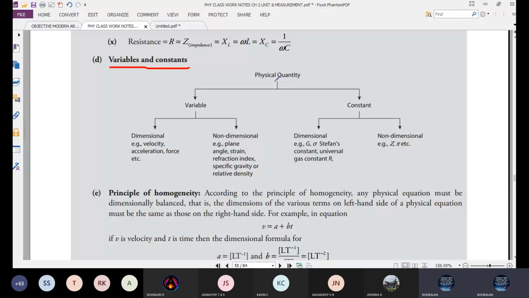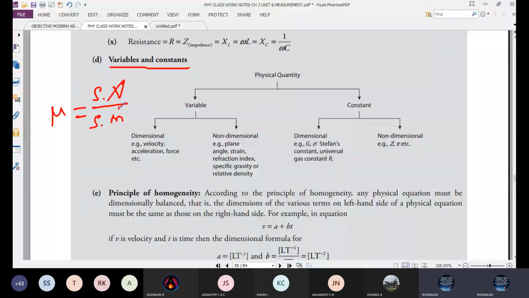But non-dimensional: angle, strain, refractive index, and sin theta, cos theta, tan theta. There is no dimension formula. And refractive index, my friend, in class 10th you learned refractive index. Mu is equal to speed of light in vacuum divided by speed of light in medium. So speed is cancelled now. It is a ratio. So for a ratio, there is no dimension formula.